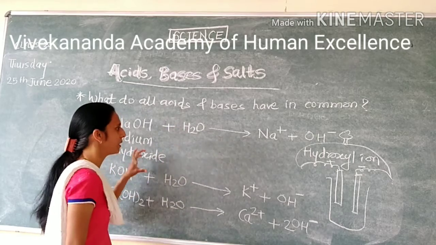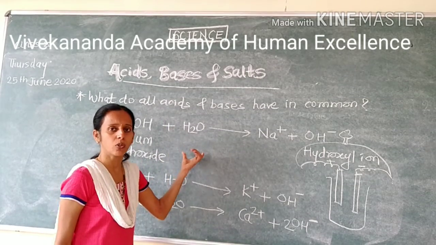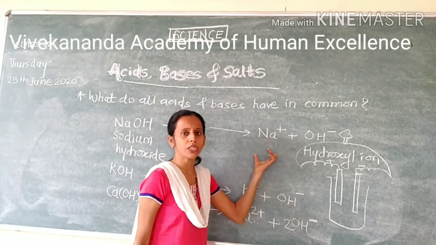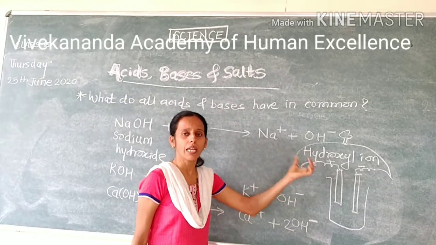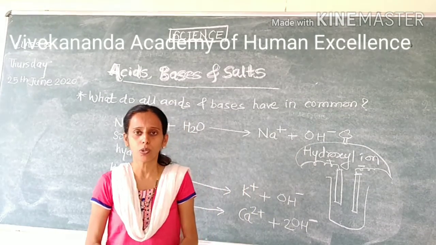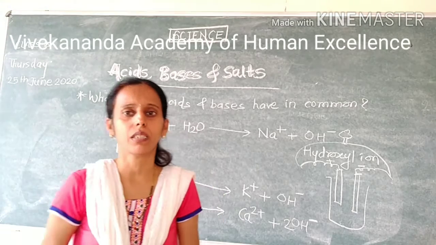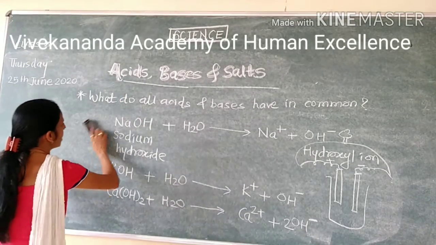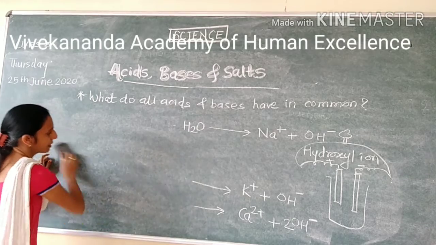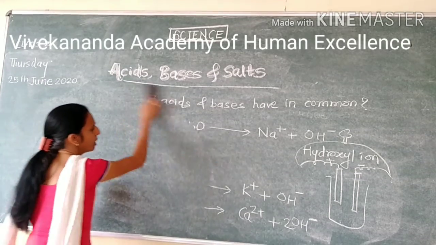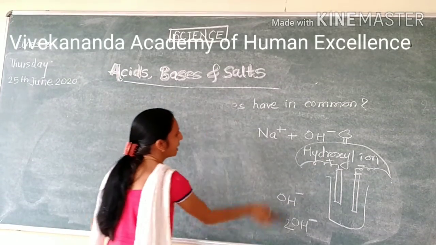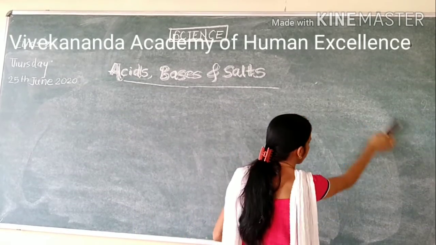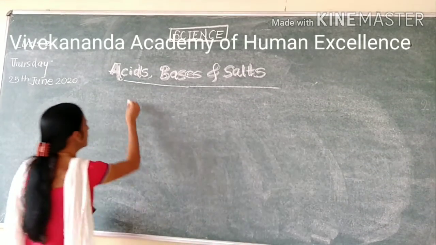They have the common thing that when an aqueous solution of the acid and base is formed, there is separation of positive ion and negative ion, due to which it shows electrical conductivity. Now, one more thing we will see about acids and bases: what actually happens when they are added into the water.